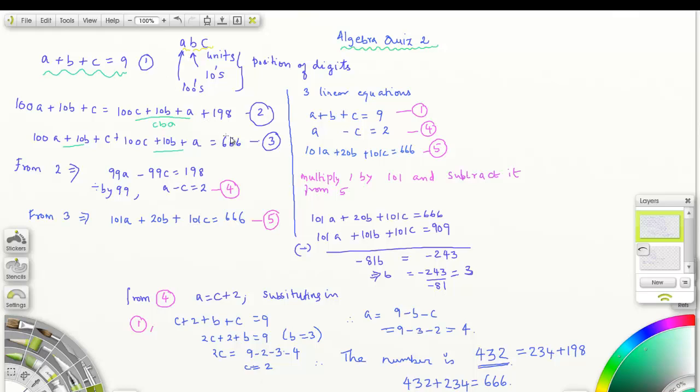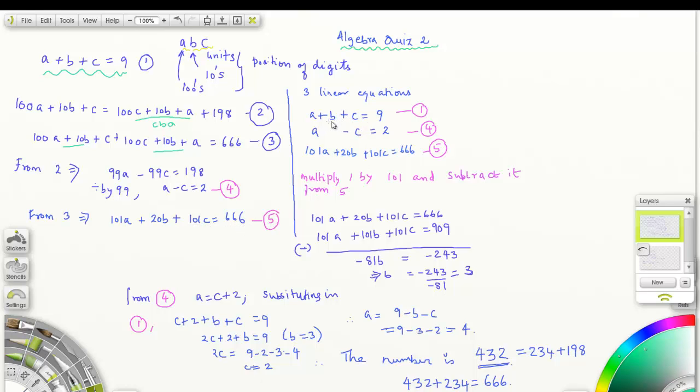Okay, I've got 3 linear equations in A, B, C, and we know how to solve it. From the second equation, I simplify the whole thing and I get 99A minus 99C is equal to 198. So divide by 99, and I say A minus C is 2. That's the fourth equation we've got. And then from the third equation, where the sum of the reversed one and the original one is 666, you simplify that and you get this one.